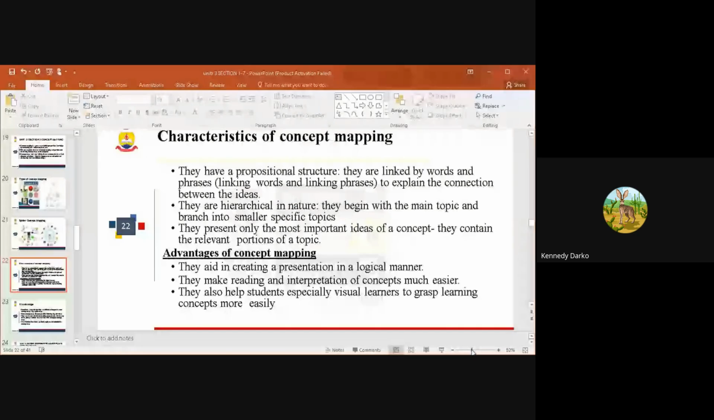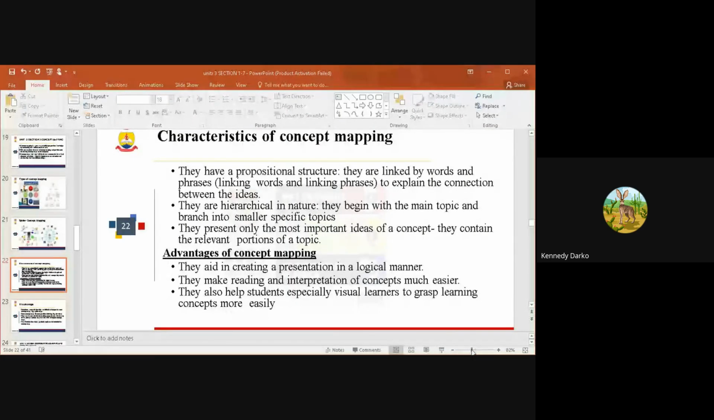What are its advantages? They aid in creating a presentation in a logical manner. So when you do this concept mapping, you allow the children to understand the concept. Then whatever presentation they give, they will try to do everything in a logical, chronological way. So that when you take the script and you are marking, you see that this student has been able to present the facts or ideas in a very beautiful way, because he is able to go step by step.